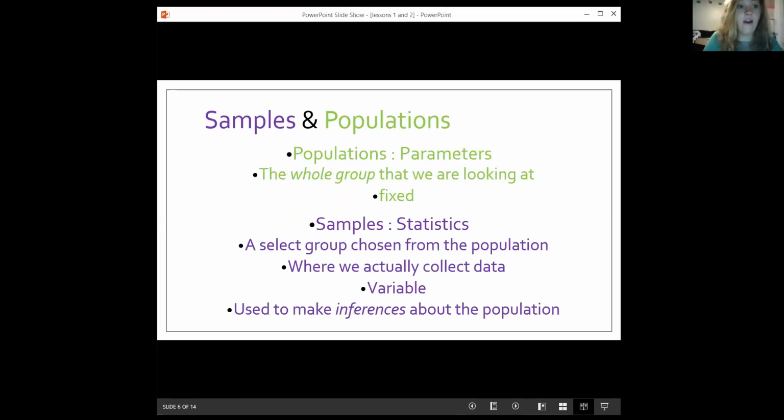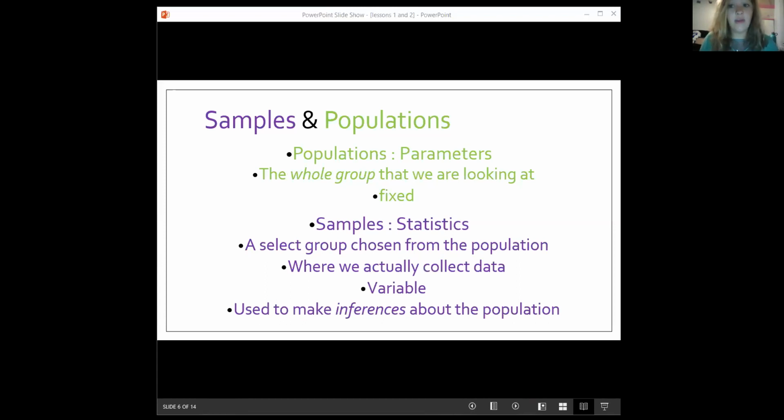Okay, so samples and populations. Basically, this is one of the bases of statistics, because our whole point of statistics is to understand populations, but since it's hard to collect data from them, we take samples from our population, and then those samples are where we actually collect the data to make inferences about our population.